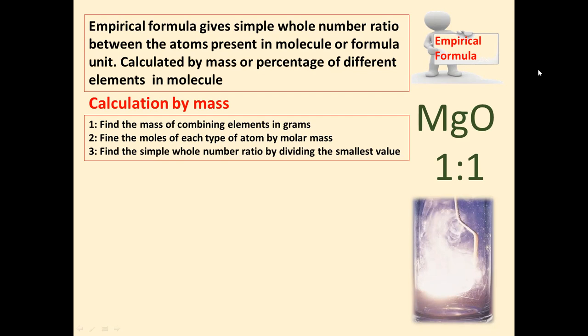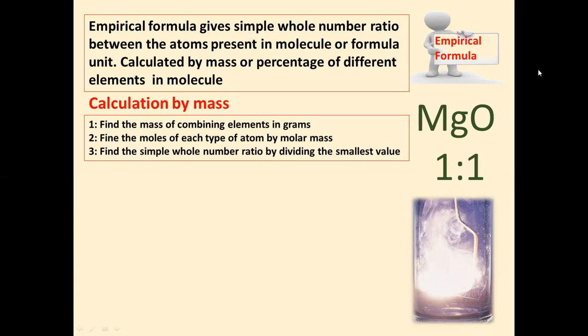First, we find the mass of the combining elements in grams, and then we calculate the moles by using the molar mass of the individual elements. Then we find the simple whole number ratio by dividing by the smallest mole value.